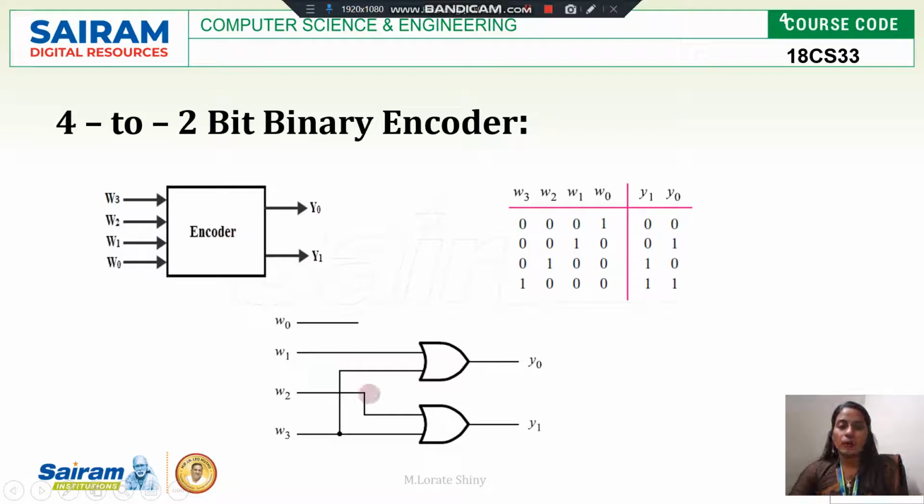Now the circuit diagram of the 4 to 2 binary encoder. 4 inputs and 2 outputs. For 2 outputs we have to take 2 OR gates. First OR gate is for Y0, second OR gate is for Y1. Sorry, Y1 inputs are W2 and W3. So W2 and W3 are the inputs of the Y1 OR gate. Now for the Y0 OR gate, W1 and W3 are the inputs. So this is the circuit for the 4 to 2 binary encoder.